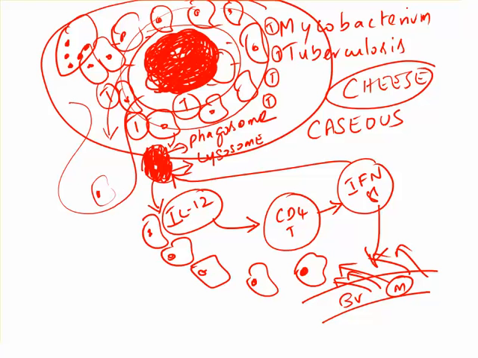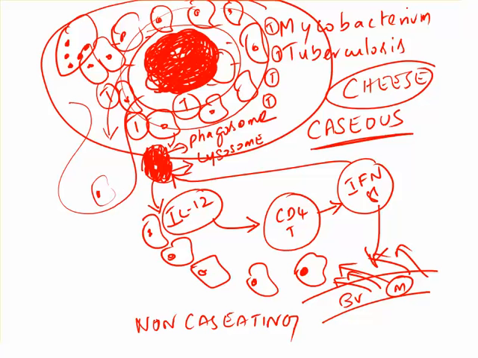So when you see a granuloma with caseous necrosis, it is called caseating granulomatous inflammation. If there is granulomatous inflammation without necrosis, it is called non-caseating granulomatous inflammation. Understand? So caseating granulomatous inflammation is seen in tuberculosis.